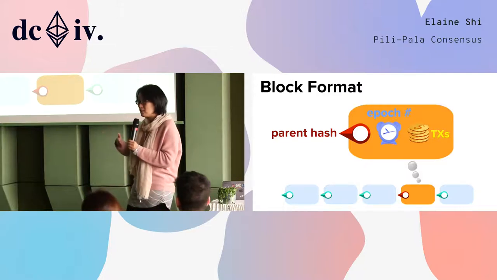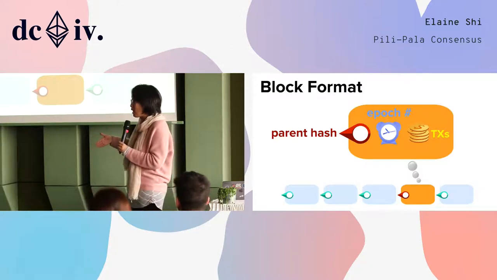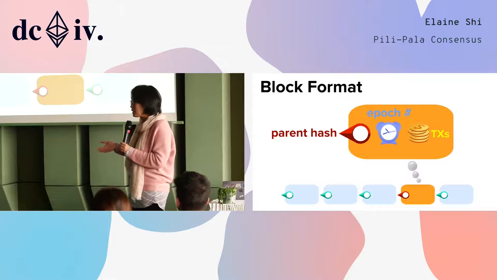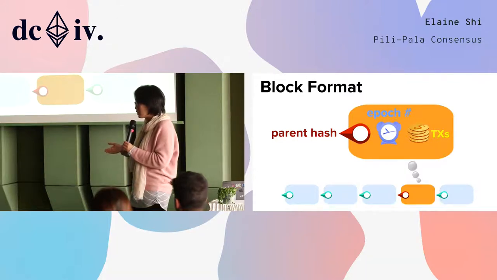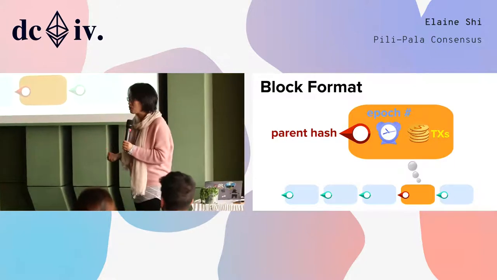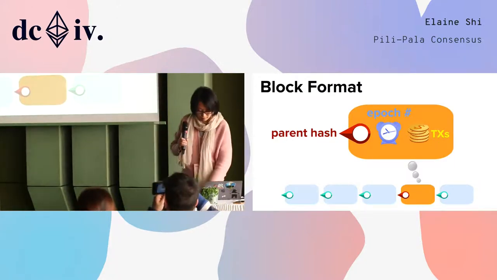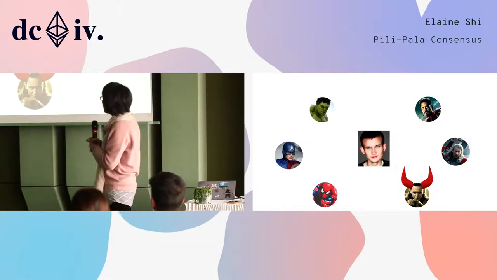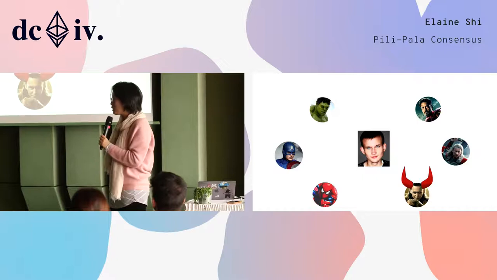For simplicity, in this talk, I'm just going to assume the synchronous model. Basically, every honest message will get delivered very quickly. But at the end of the talk, I will mention it's actually very easy to extend the approach to the partially synchronous setting too. Of course, the block is going to contain the transactions you want to confirm. So very simple.